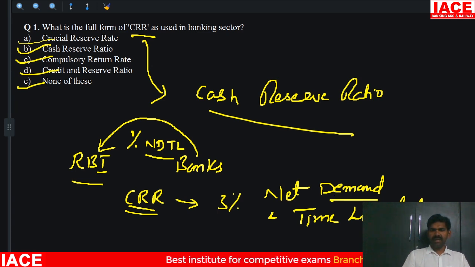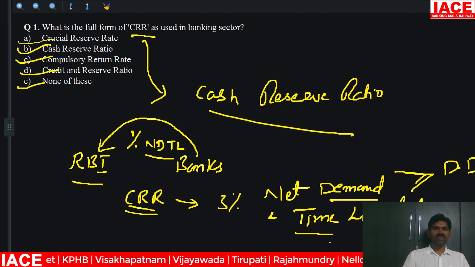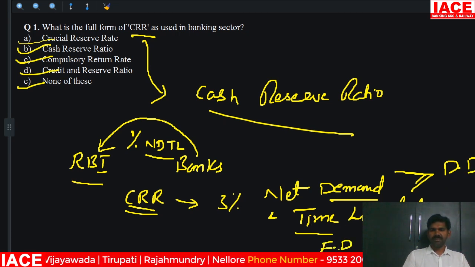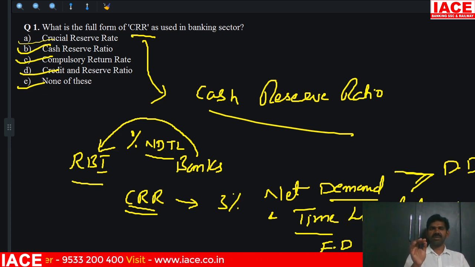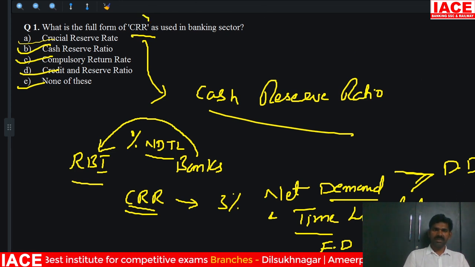Here, demand and time liabilities: demand liabilities refer to the demand deposits, and time liabilities refer to something like fixed deposits. So, whatever is the net value of the demand deposits, savings account or current account, fixed deposits or recurring deposits, time deposits, some 3% of this value should be deposited with the RBI. This is the cash reserve ratio. So, a very, very important term, cash reserve ratio.